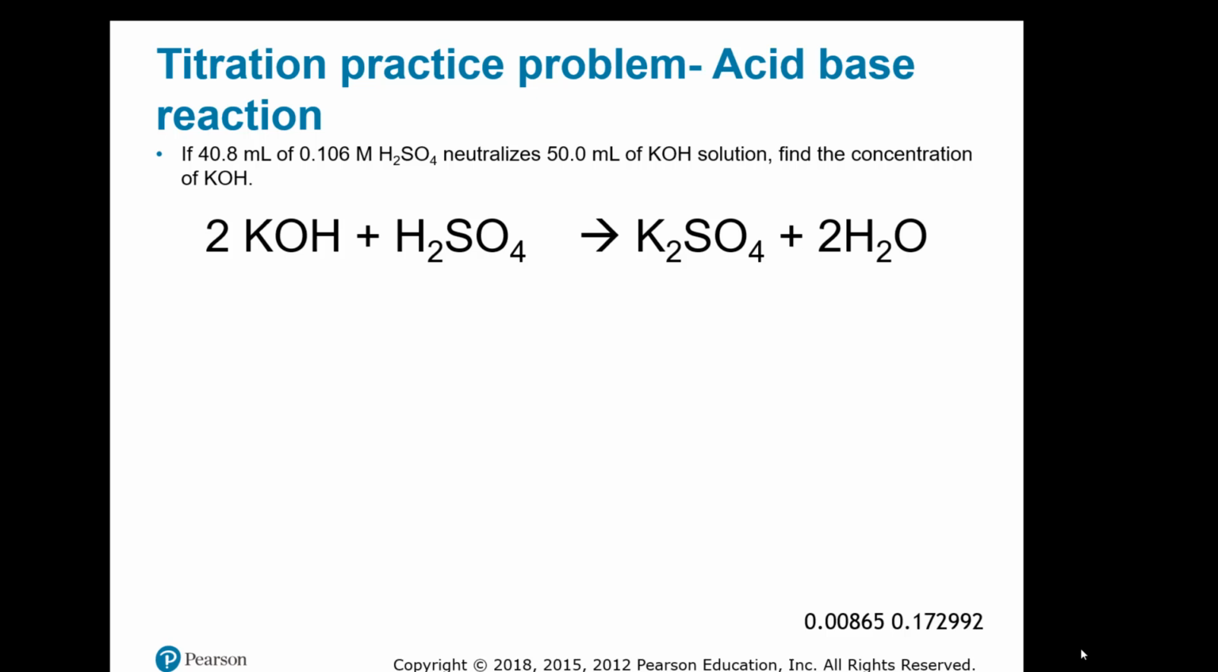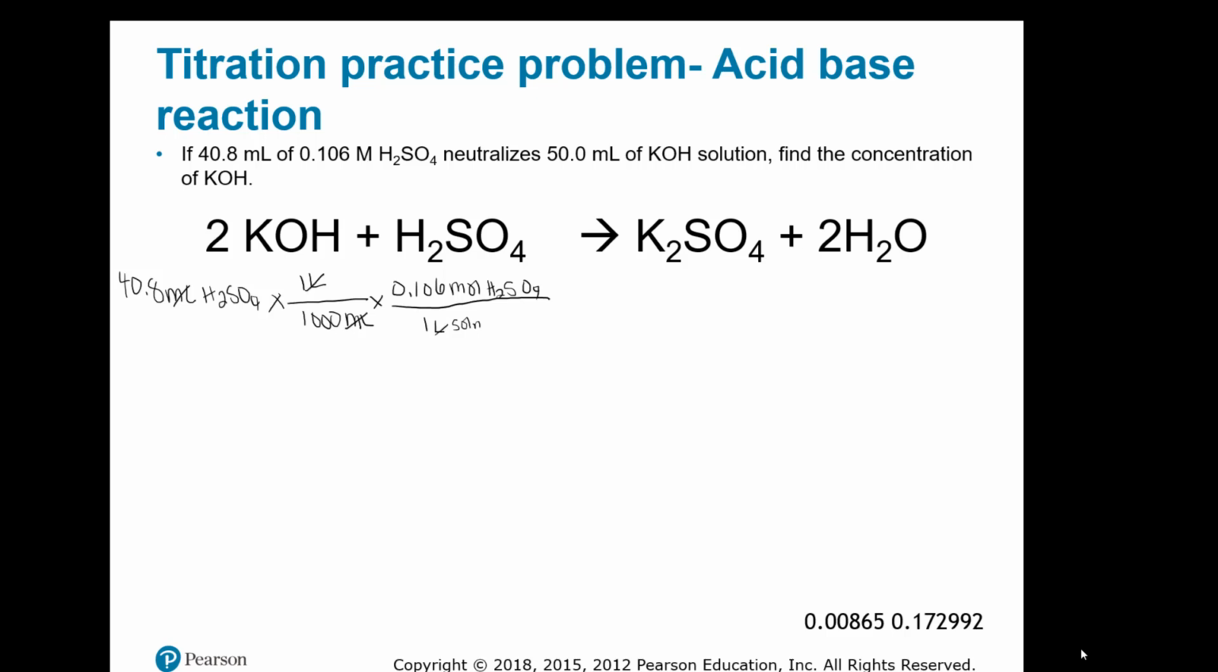The question states, if 40.8 milliliters of a 0.106 molar sulfuric acid solution neutralizes 50.0 milliliters of a potassium hydroxide solution, find the concentration of potassium hydroxide. Our path here is to convert milliliters of sulfuric acid to liters of sulfuric acid. Once we do that, we can use the molarity of the sulfuric acid solution to convert to moles of sulfuric acid. This cancels liters of solution, and you're left with moles of sulfuric acid.